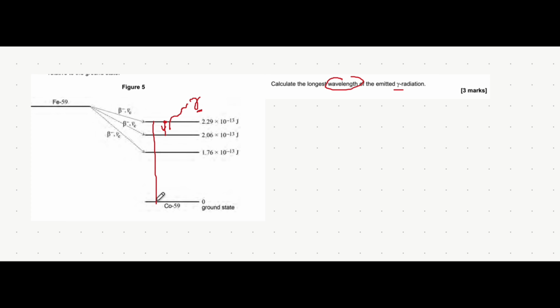Now, some of you guys might think, okay, well, maybe if we use the longest path of de-excitation and the largest energy change, that would result in the largest wavelength. Actually, let's think about how energy relates to wavelength.